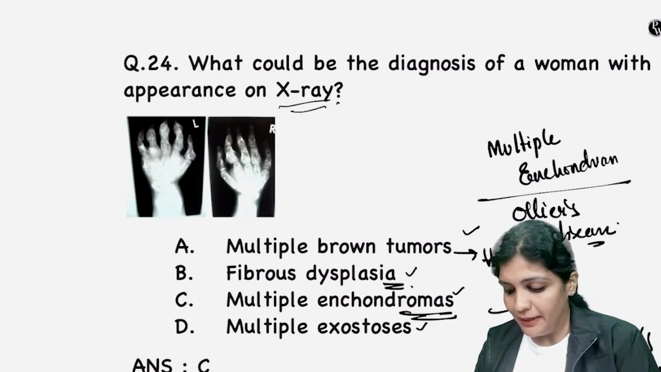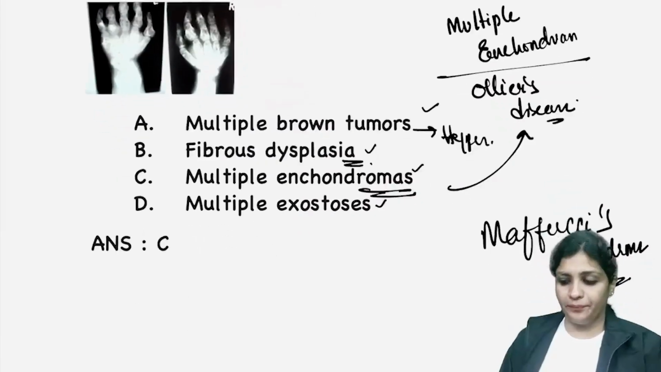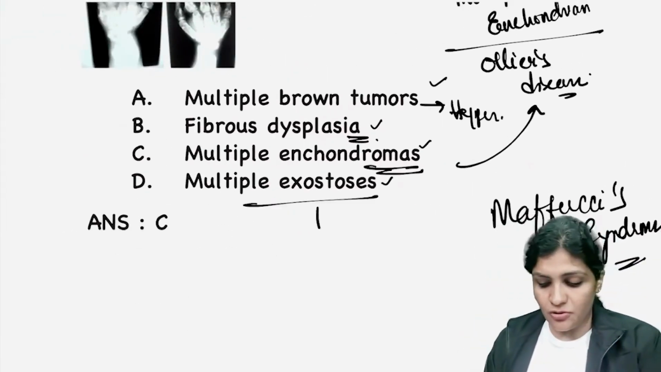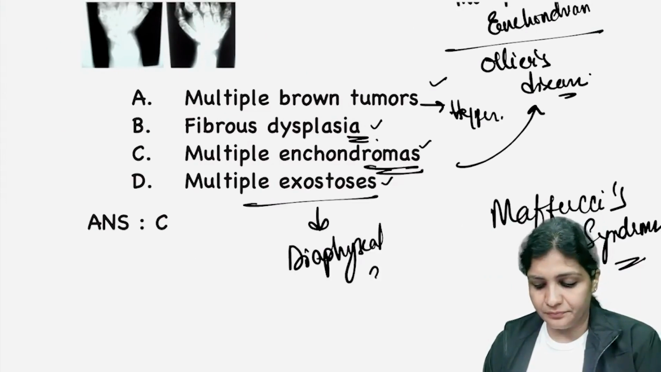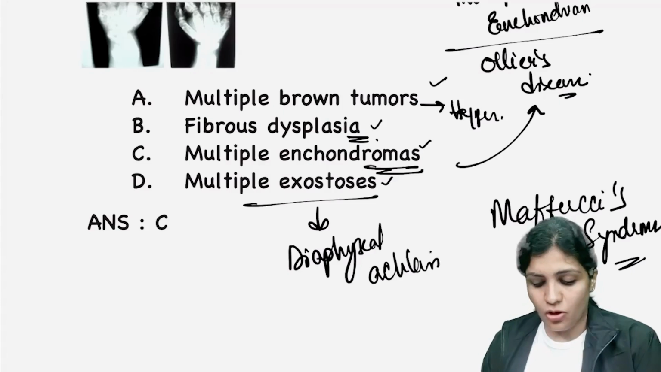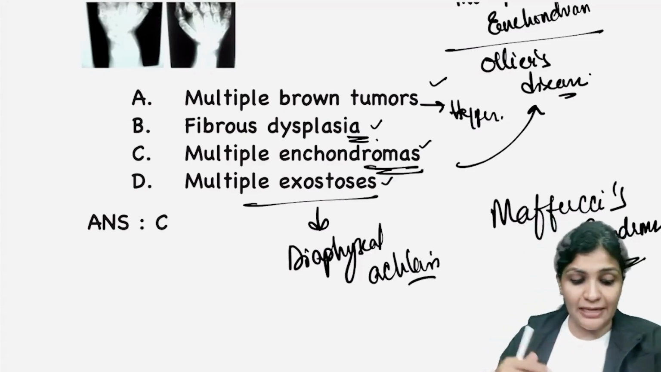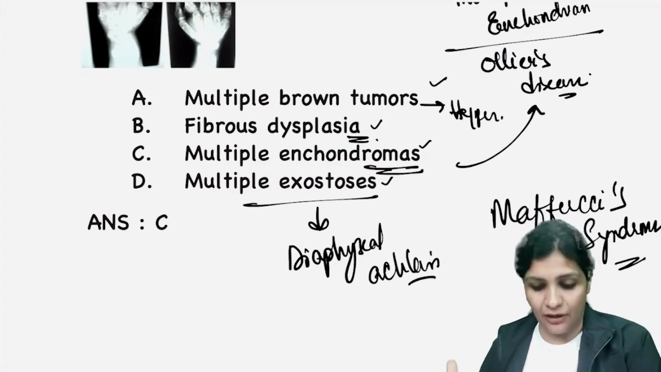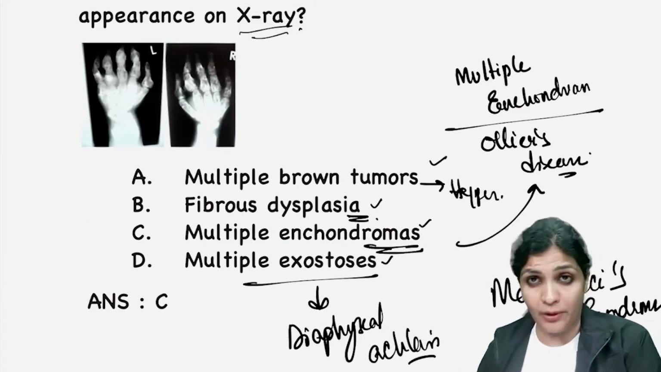Maffucci syndrome, multiple enchondromatosis with Maffucci's. Multiple exostosis, I have told you, that is diaphyseal achalasia. So osteochondromas, multiple exostosis is your diaphyseal achalasia. Multiple brown tumors is hyperparathyroidism, and this is multiple enchondromatosis.